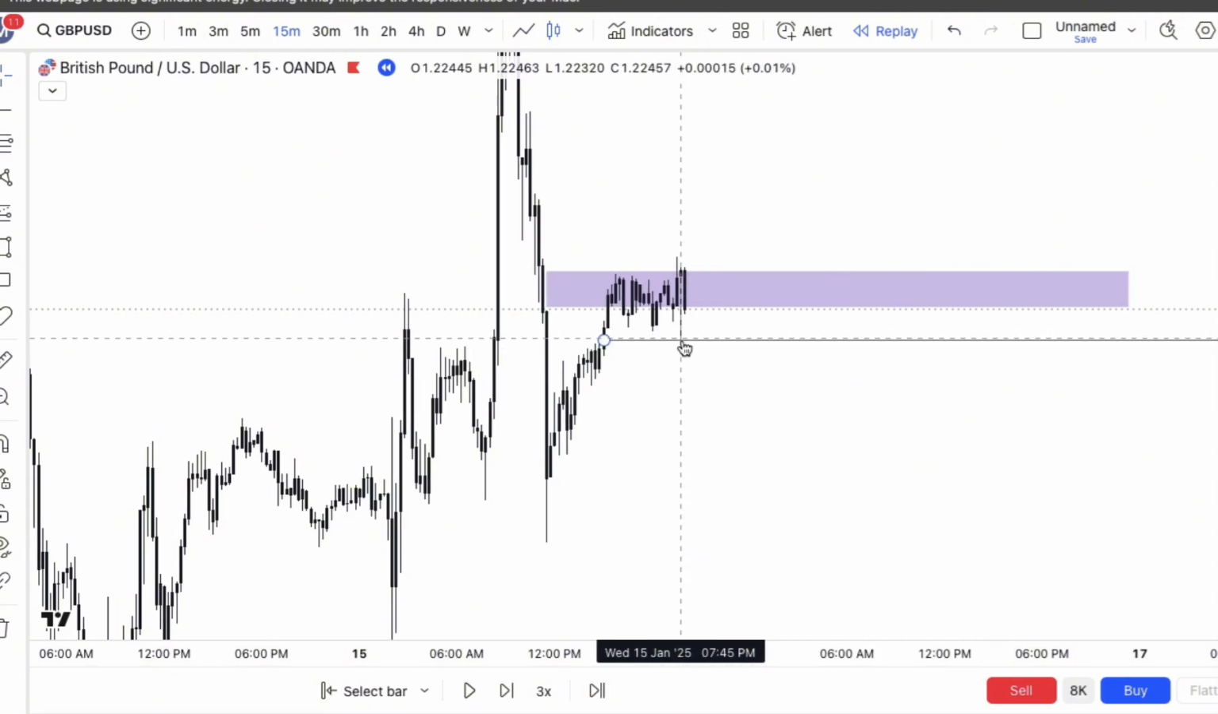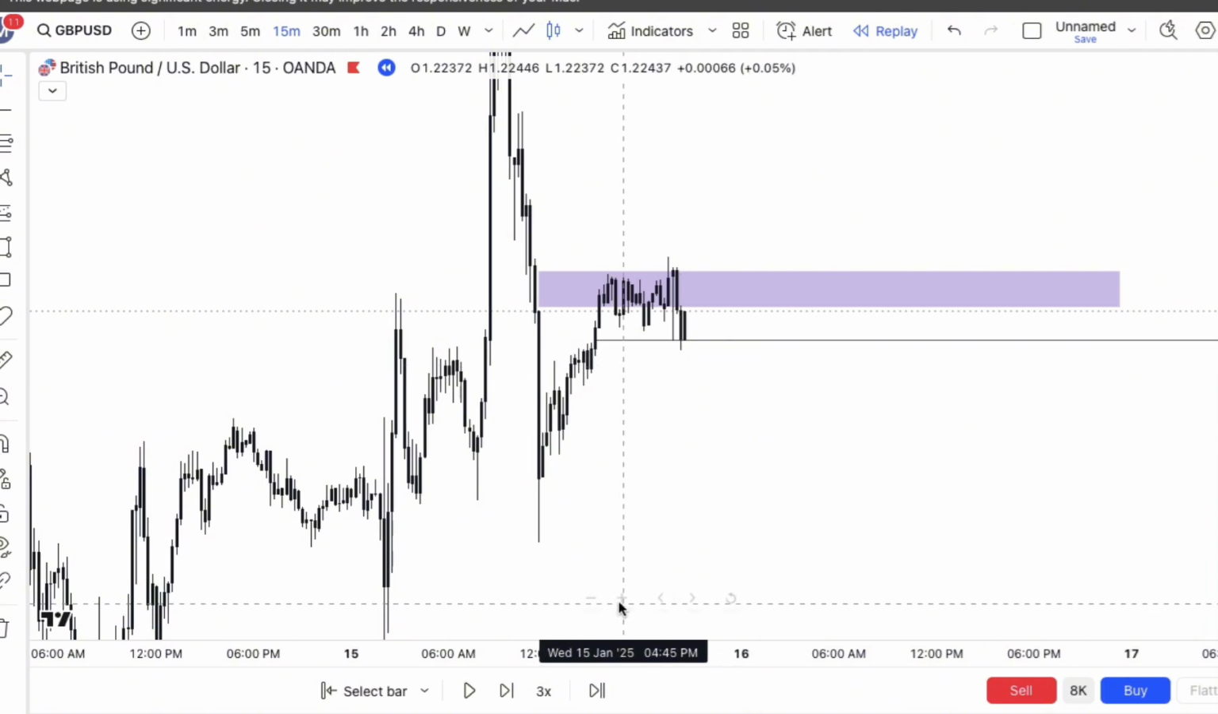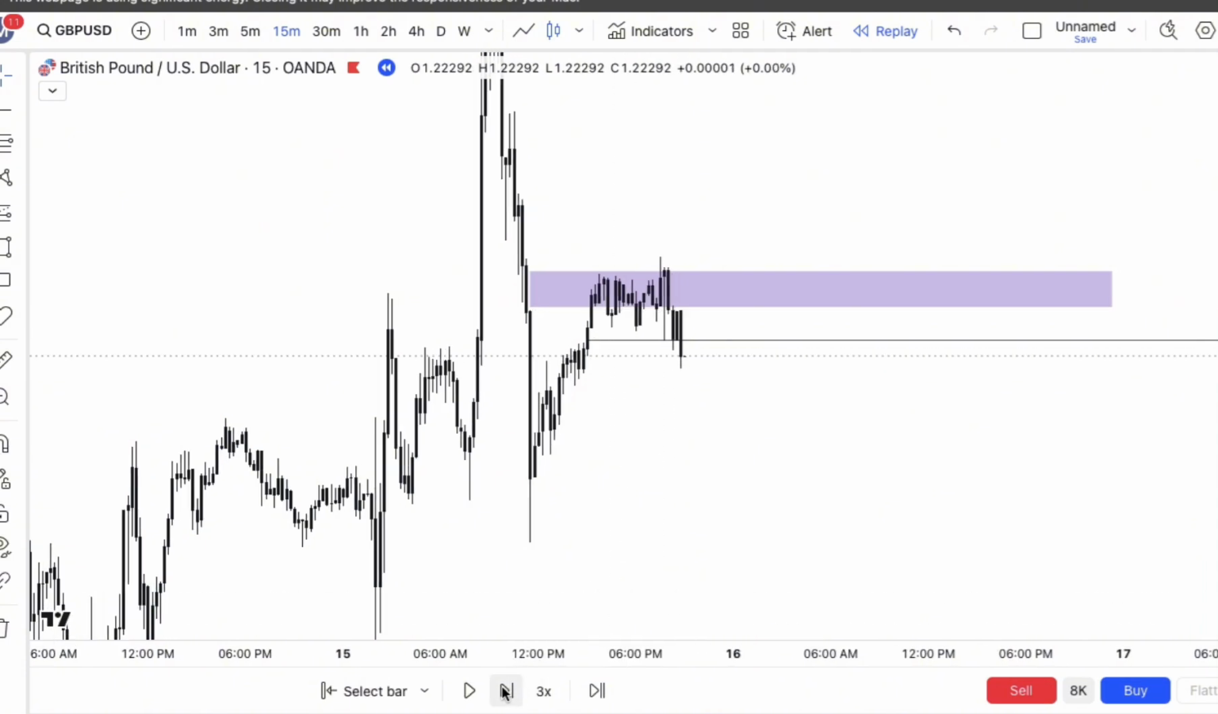This isn't a break of structure because what? It's a wick. No candle body, okay? So what we're going to do, we're going to wait for the candle to stop here, okay? This is still not a break of structure. Why? It's just a wick that broke. So what are we doing? We're still waiting, okay?